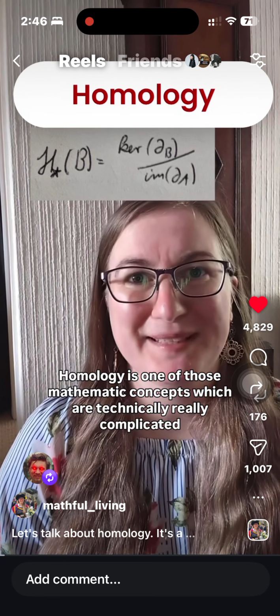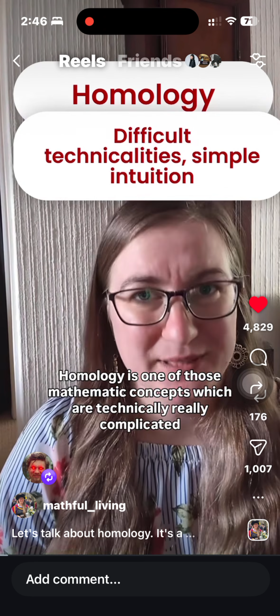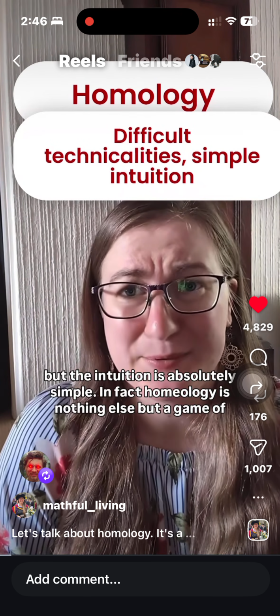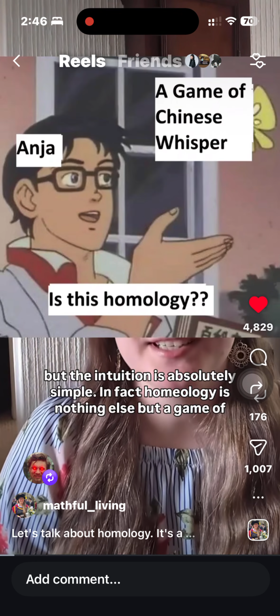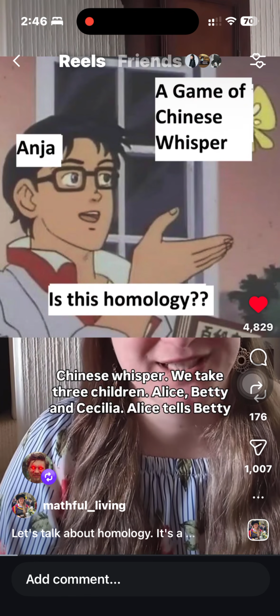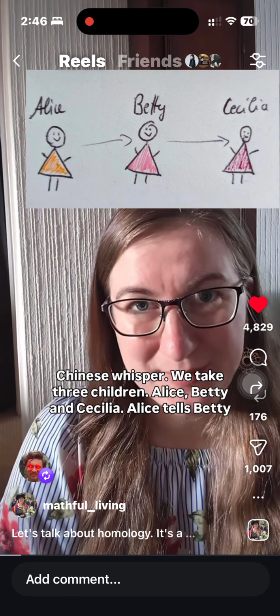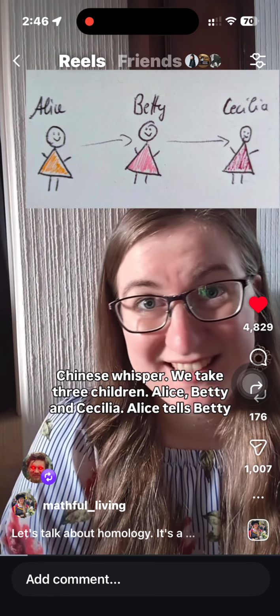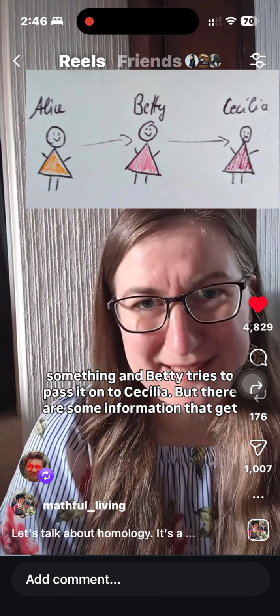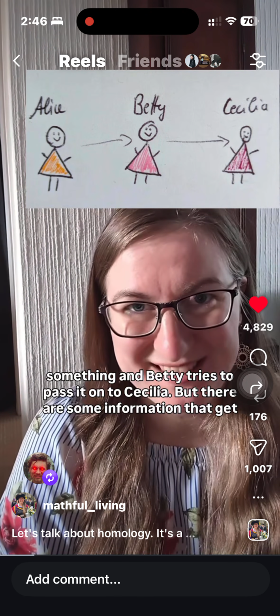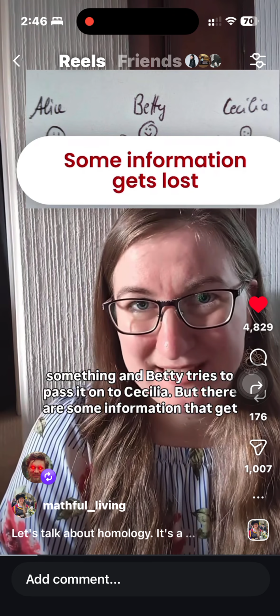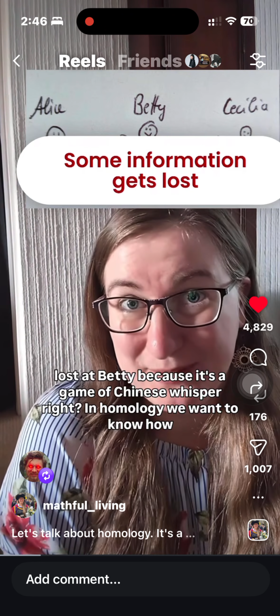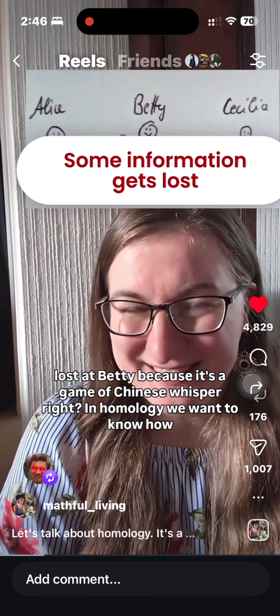Homology is one of those mathematical concepts which are technically really complicated, but the intuition is absolutely simple. In fact, homology is nothing else but a game of Chinese whisper. We take 3 children, Alice, Betty, and Cecilia. Alice tells Betty something, and Betty tries to pass it on to Cecilia. But there's some information that gets lost at Betty, because it's a game of Chinese whisper, right?